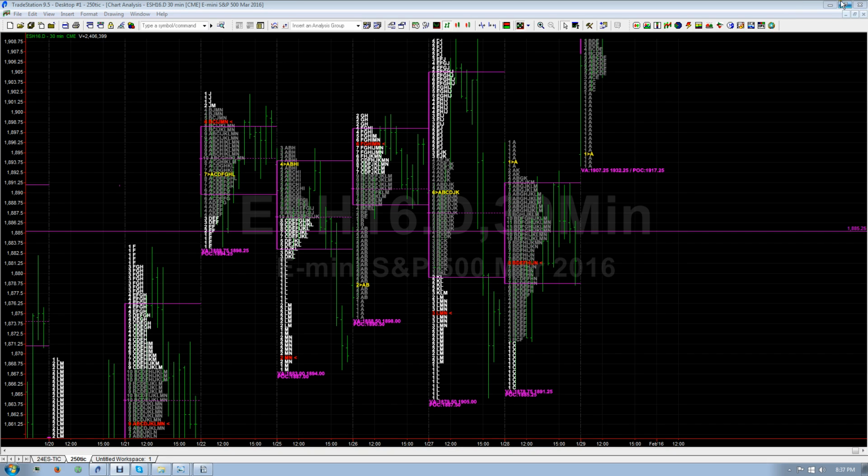Now the other ones I'm just going to have to explain, and I'm going to use just this profile as an example and say, what if? So let's say, for example, price opened up within this day's value area. Okay. So if price opens up within this value area, it would be considered a low confidence market. You really hadn't moved much in the overnight session.